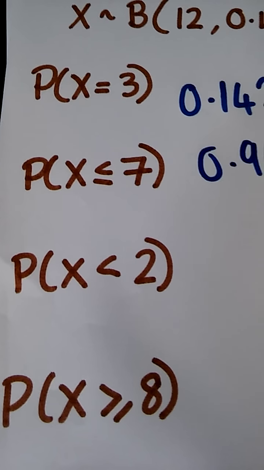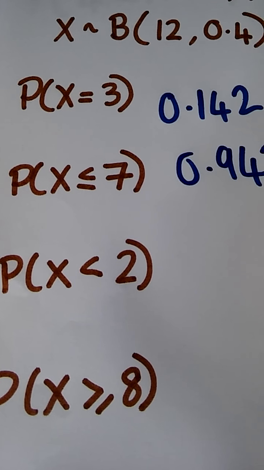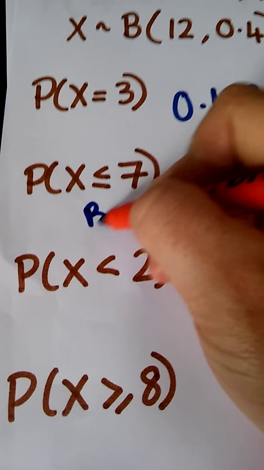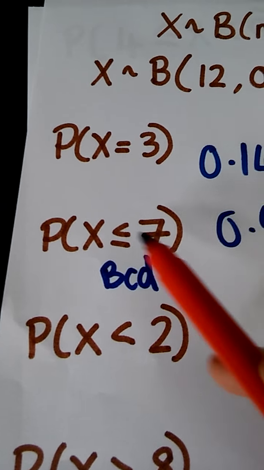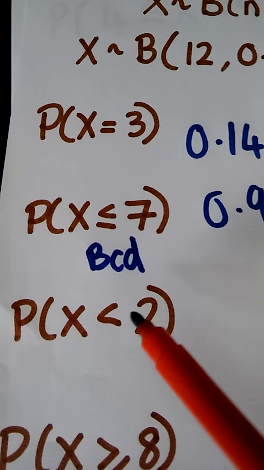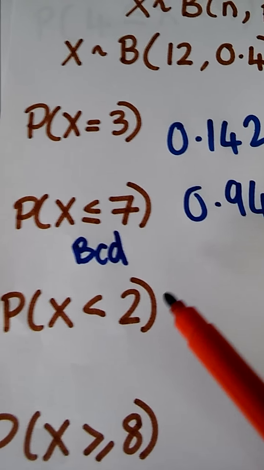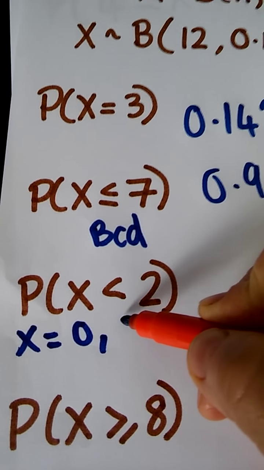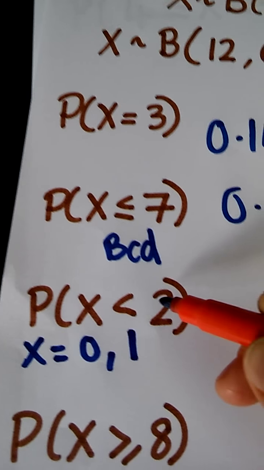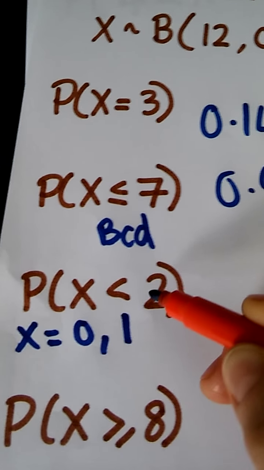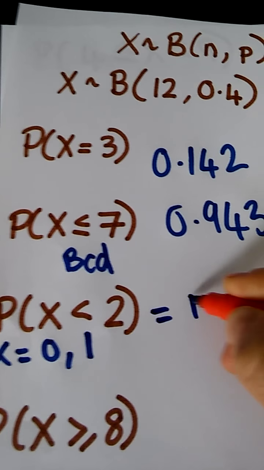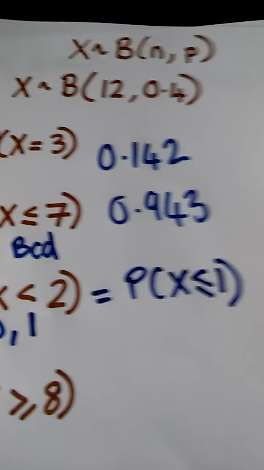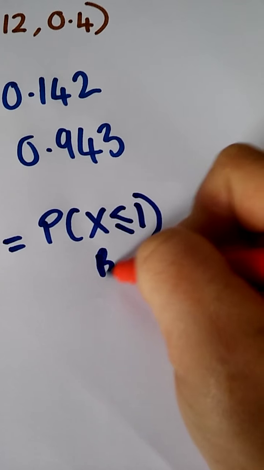Next question. Probability X is less than 2, so less than 2 successes. Our calculator's BCD only works for less than or equal to, so we need to think about this one. X is less than 2. That means that X can be 0, 1, and not 2, because it's got to be less than 2. So this can be written as the probability X is less than or equal to 1. Now we can use the BCD button.